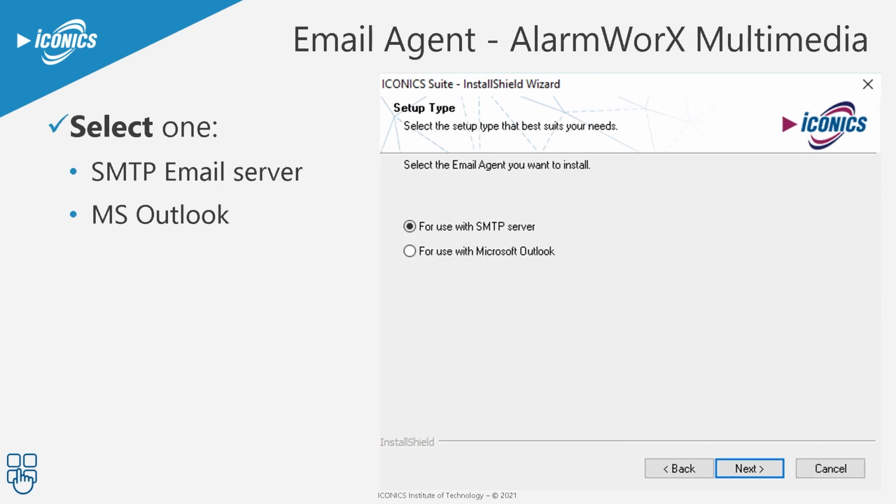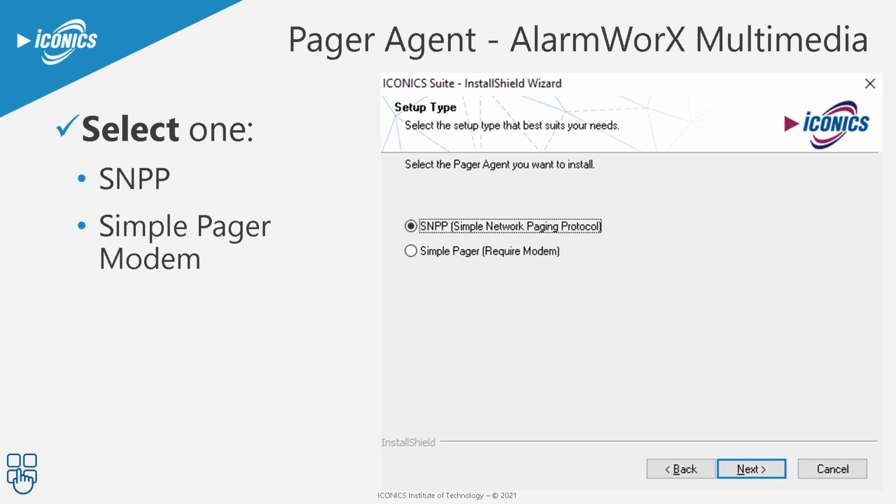Alarmworks Multimedia module can send email alerts either using an SMTP server or Microsoft Outlook. You can leave it at the default if you're not sure. If you wish to change from one to another in the future, contact our technical support team. There are two options available for the paging agent alert: SNPP or using a modem. SNPP doesn't need extra hardware, that's usually the choice of install.